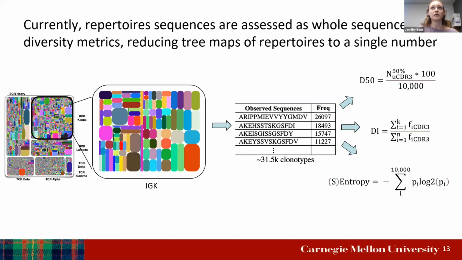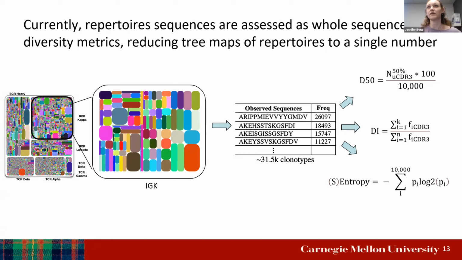So how do we quantify this information? What are the current assessment methods to take these diverse tree maps, or the actual clonotype numbers and frequency itself, and collapse it down into a single number? Three of the current metrics that we have been using for looking at the diversity of these samples are D50, diversity index, and entropy. And what these metrics allow us to do is look at the distribution of these clonotypes in a sample.